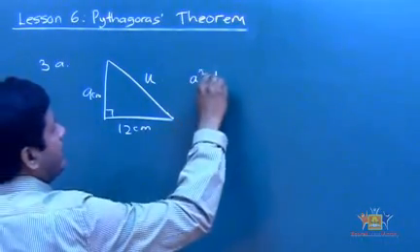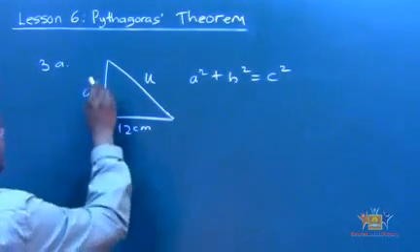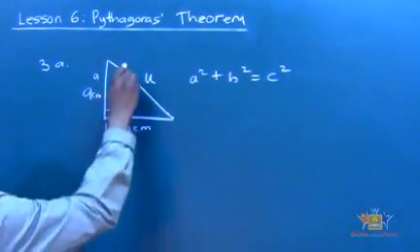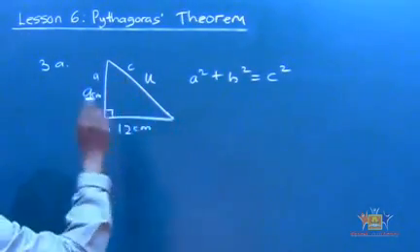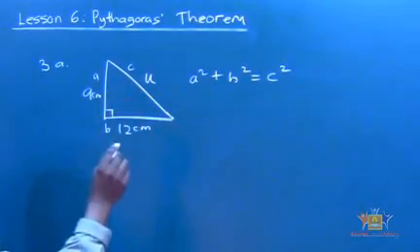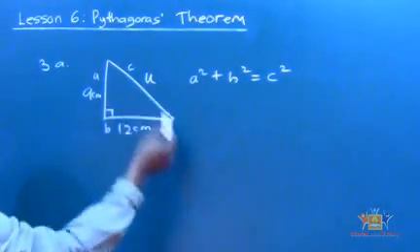A squared plus b squared equals c squared. So let's identify: this is A, this is B, and this is going to be the C. Very important, okay? Why that C? Because that is the hypotenuse, the longest side, which is C.